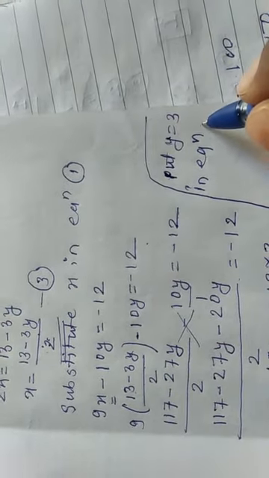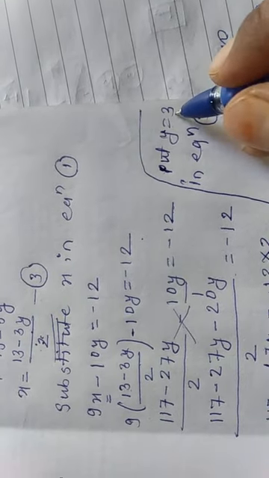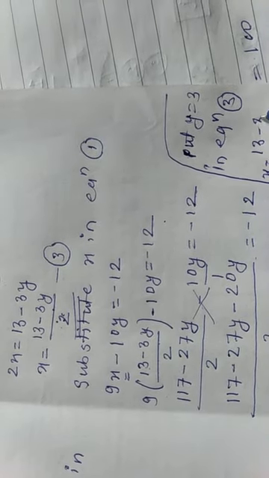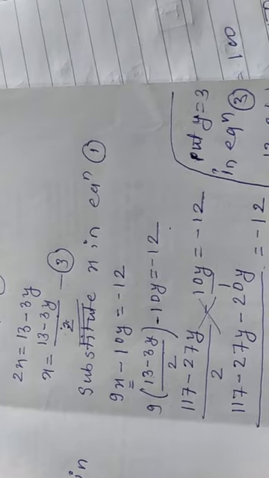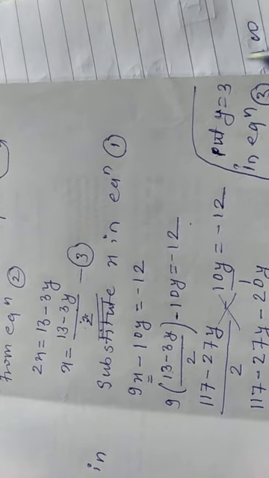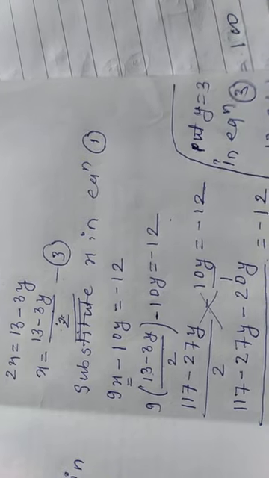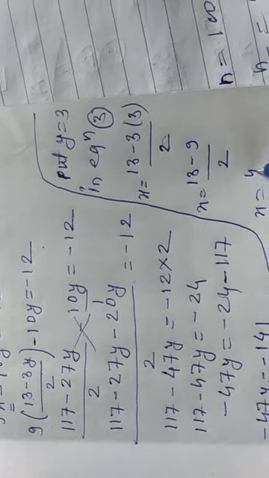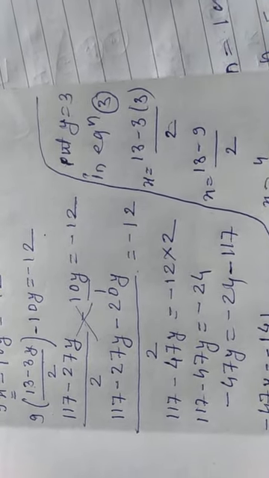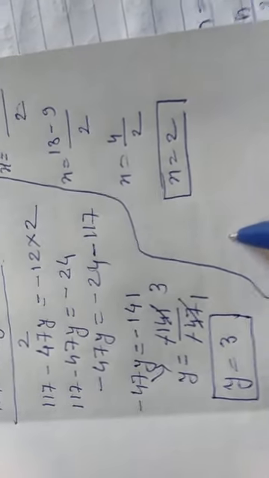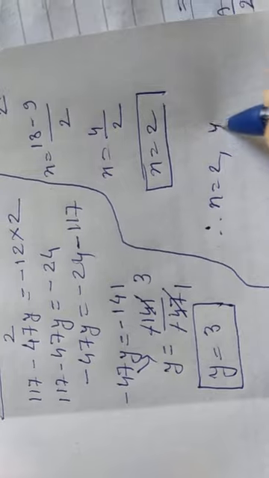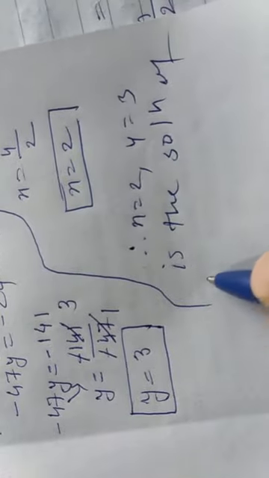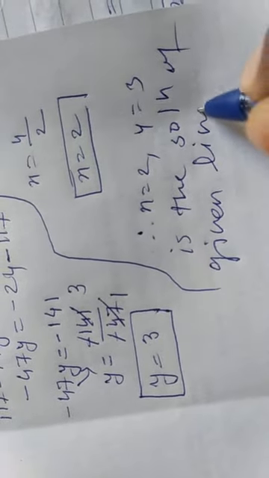So I will write here, put in equation number 3. मैं यहाँ पे y की value 3 जो है वो equation number 3 में रखता हूँ. So this will give x equal to 13 minus 3 into 3 upon 2. So that we get x equal to 13 minus 9 upon 2. So that gives x equal to 4 upon 2, and that is nothing but x equal to 2. And therefore at the last we can say x equal to 2 and y equal to 3 is the solution of the given linear equations.